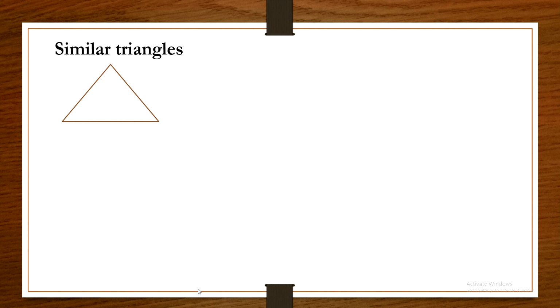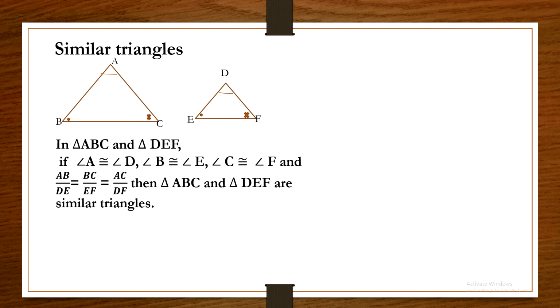Similar triangles. Here triangle ABC and triangle DEF are given. When can we say that these two triangles are similar? Note that angle A is congruent to angle D, angle B is congruent to angle E, and angle C is congruent to angle F.